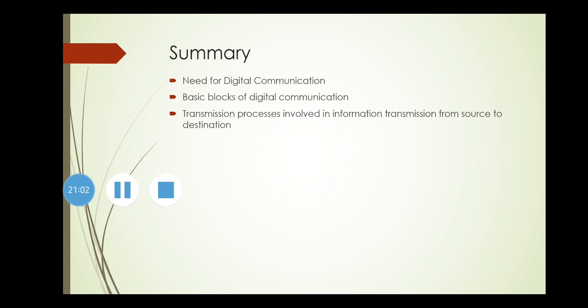Next we have the summary of the overall session that we have dealt with. One is the need for digital communication, why we have to move to digital communication and not analog communication. Then we learned the basic blocks of a communication system, and then we moved on to the building blocks of the digital communication system. We also looked at the formatting methods that have to be followed for transmission of the baseband signal. That was done at your formatting section.